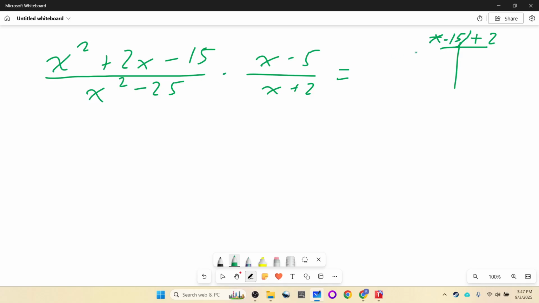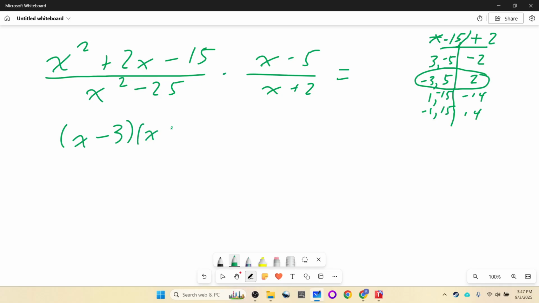So, what are two numbers that multiply to negative 15? Well, we've got a few options. We've got 3 and negative 5. We've got negative 3 and positive 5. We've got 1 and negative 15 or negative 1 and positive 15. And if you do the sums here, 3 plus negative 5 is negative 2. This one is positive 2. That's our answer. These others would be negative 14 and positive 14, so they don't work. So this would be x minus 3, x plus 5 over x squared minus 25.